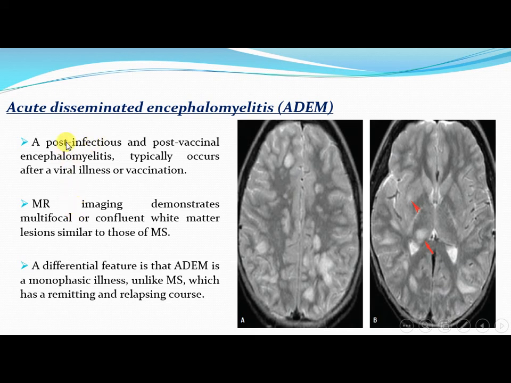Acute disseminated encephalomyelitis, a post-infectious and post-vaccinal encephalomyelitis, typically occurs after a viral illness or vaccination. MR images demonstrate multifocal or confluent white matter lesions similar to those of MS. A differential feature is that ADEM is a monophasic illness, unlike MS, which has a remitting and relapsing course.